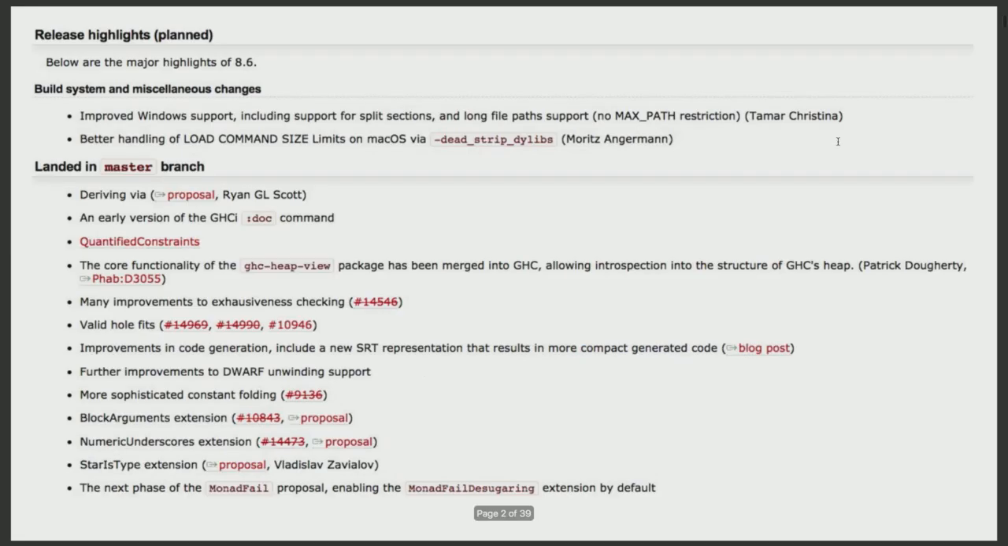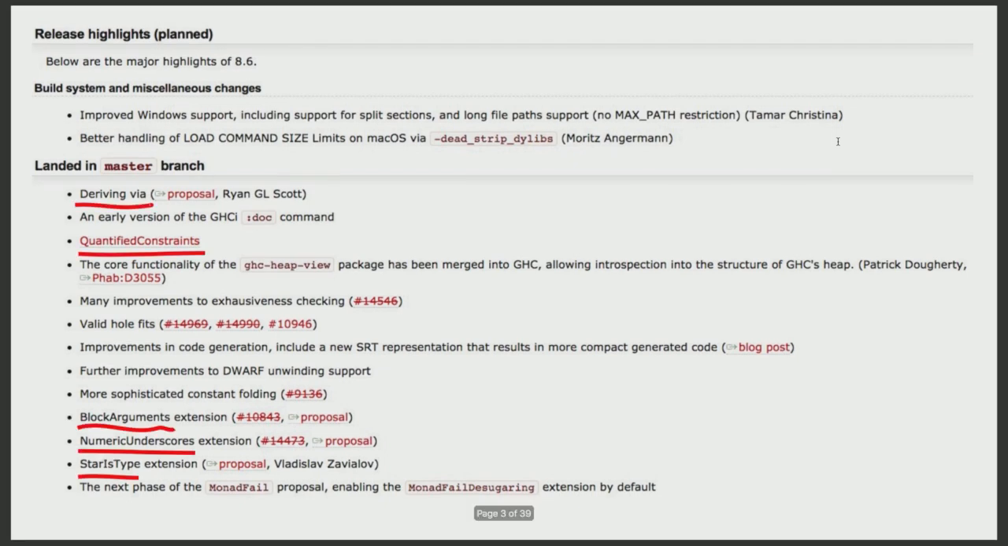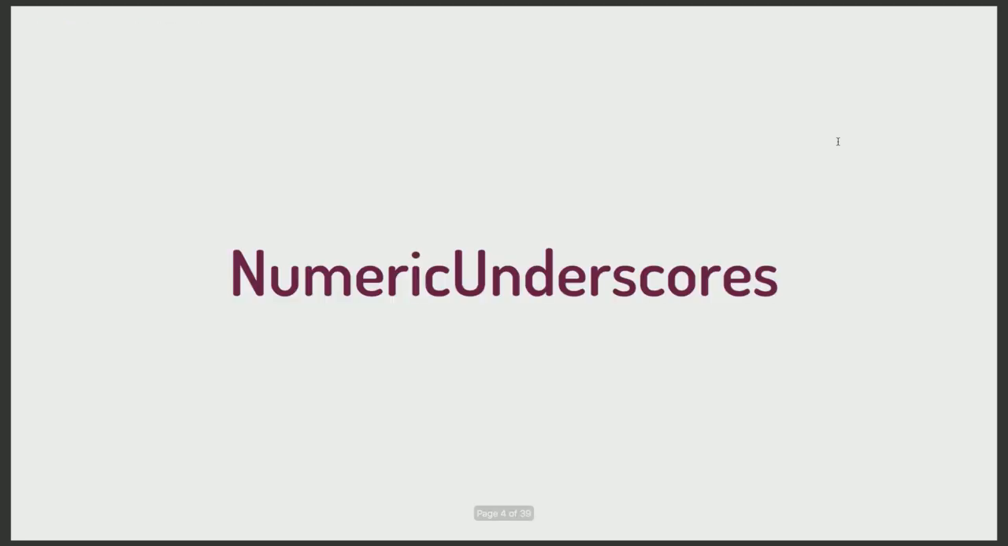So who cares about GHC 8.6? And the answer is I do. I really care. There's loads of fun stuff, and I'm not going to have time to go through it all, so I'm going to focus on the 5 extensions that I think are actually quite exciting for reasons we're about to see. So, plowing on. Numeric underscores.